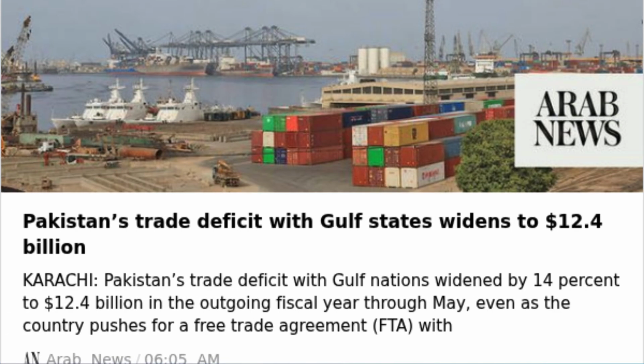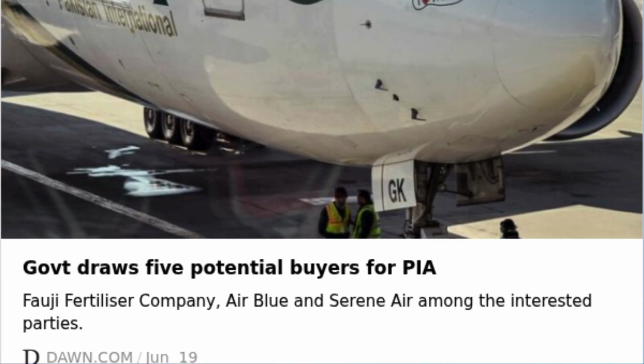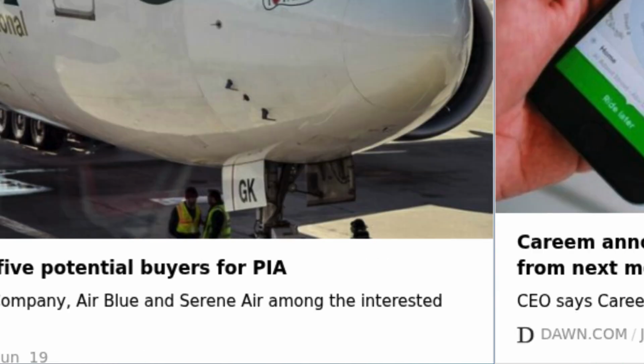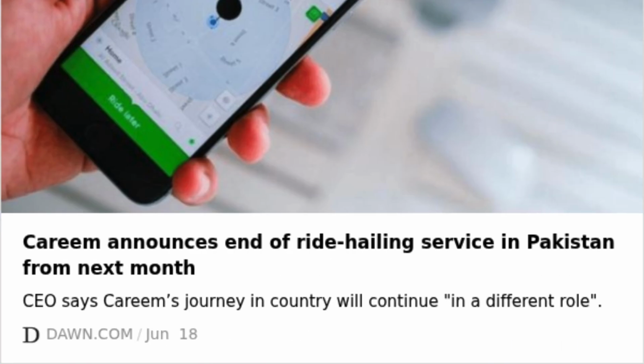Let's talk trade and risks. Pakistan's trade deficit with Gulf nations has widened, up to $12.4 billion due to oil imports. The privatization of PIA is moving forward, with 5 serious bidders in the race. Meanwhile, Careem will exit Pakistan in July, citing harsh market conditions, a troubling sign for Pakistan's digital economy.